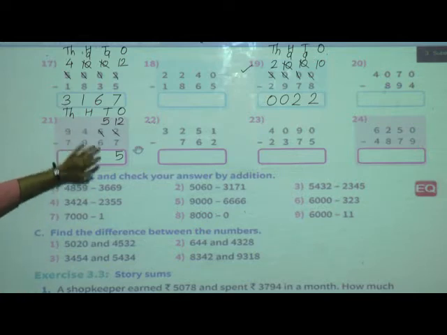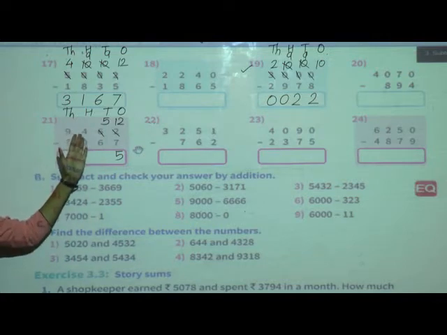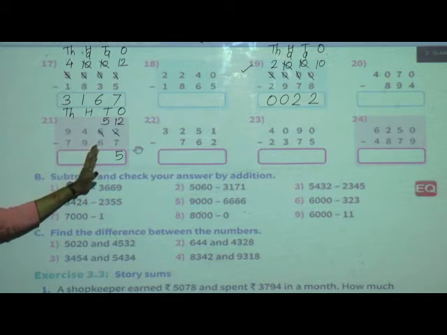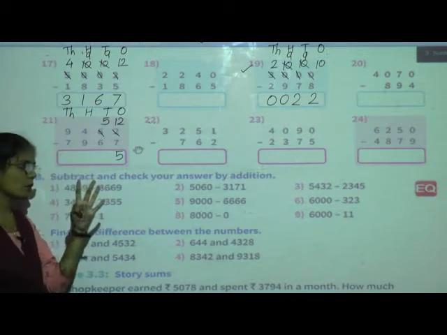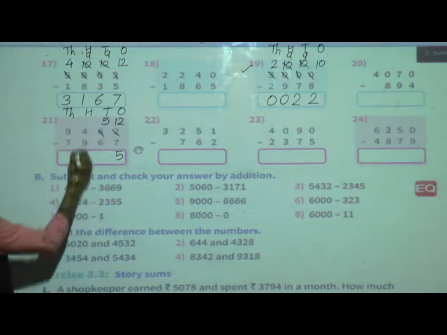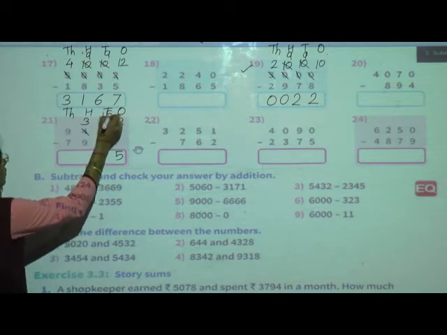Now see the tens place. Here 5 is there and here 6 is there. Again 5 minus 6 we can't do. Okay, then what to do? Yes, we'll go to the neighbor. Now who is the neighbor of tens? Hundreds is the neighbor of tens. Now this hundreds is having 4. So we will take one borrow from hundreds place. So 4 minus 1 is equal to 3 and this 5 will become 15.